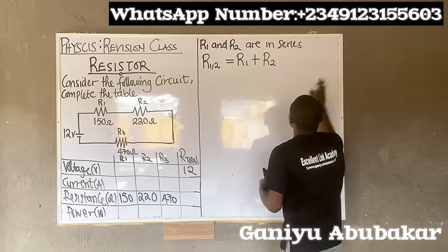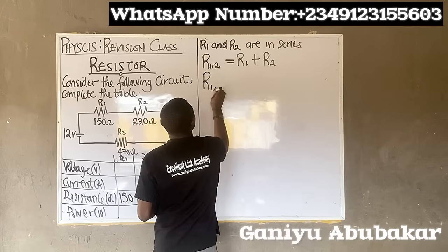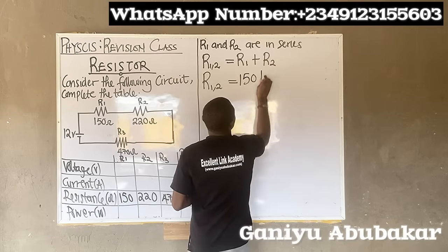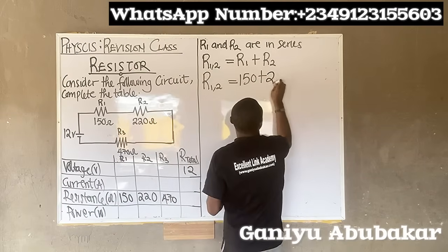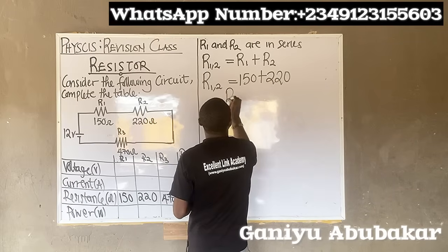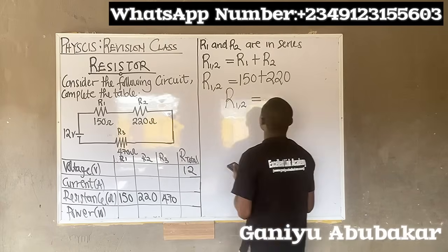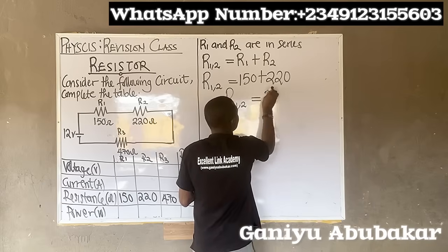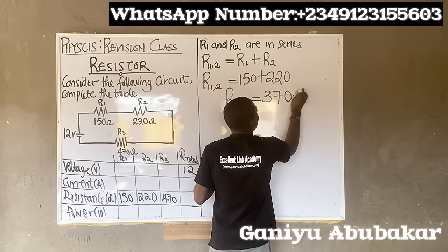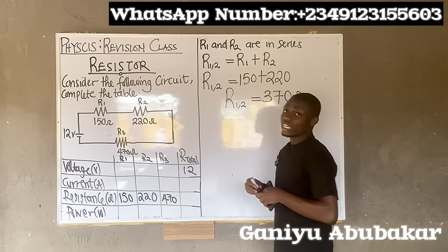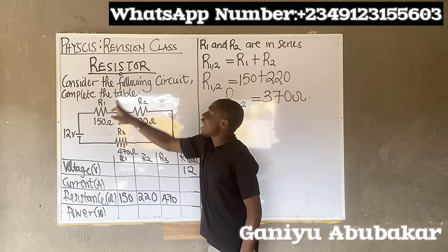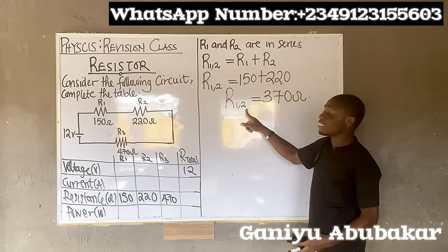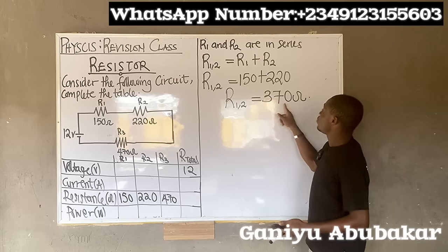Alright, proceeding. R12 is equal to what's R1? Of course, 150, plus what's R2? Of course, 220. R12 is equal to 150 plus 220. I have 370. This gives you 370 ohms as the value for R12. Now observe that I combined R1 and R2 together, and it gives me R12, and the value is 370 ohms.